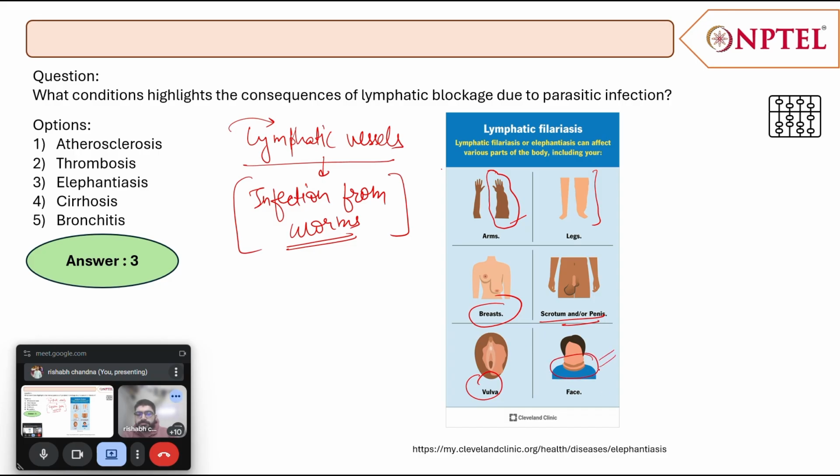Okay, because of the infection of the worm, for example Wuchereria bancrofti, these worms block the lymphatic vessels, which leads to the blockage of the lymph. Blockage leads to accumulation of lymph and leads to swelling. That's why it is called elephantiasis, because the limb has inflated so much that it looks like the leg of an elephant. Okay, so any doubts in this particular question?